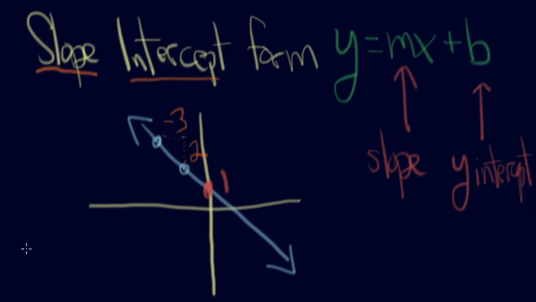So if you had to say, what's the equation of this? It'd be y equals the rise over the run, so y is equal to -2/3 x. And what's the y-intercept? It's +1. So there you go. That's what we're talking about today, slope-intercept form.